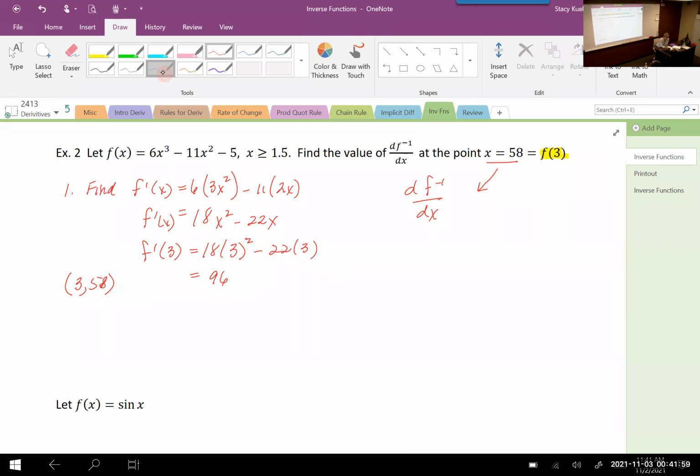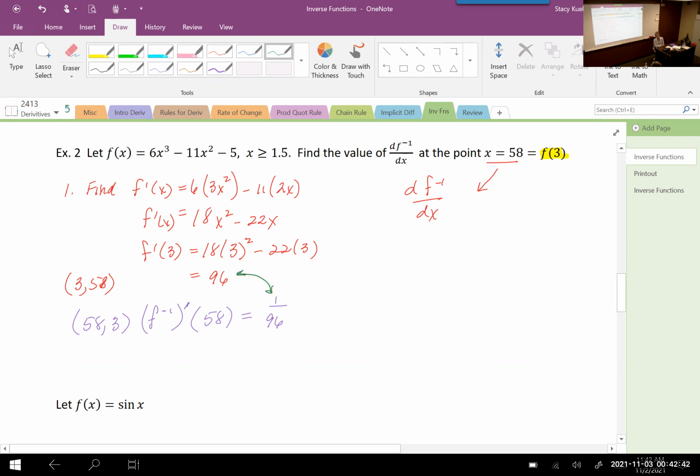And we can use what we just said from above and say, okay, for the inverse, that point that falls on the derivative of the inverse. So I would have the inverse's derivative evaluated at 58 must be 1 over 96 is what that question is asking. And we're basically saying that's the relationship between these two.